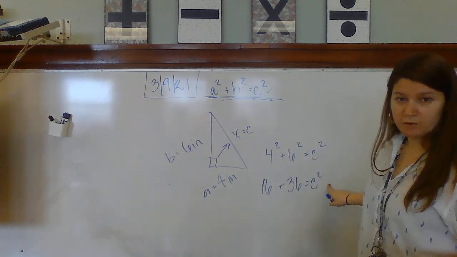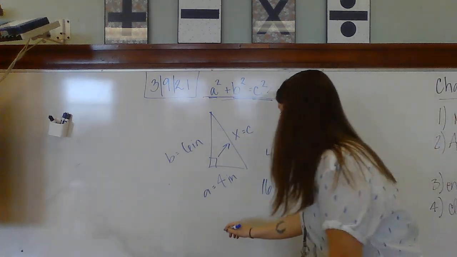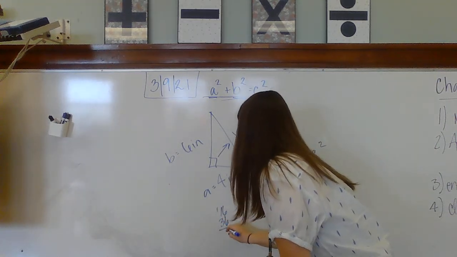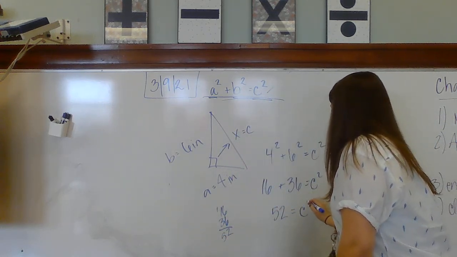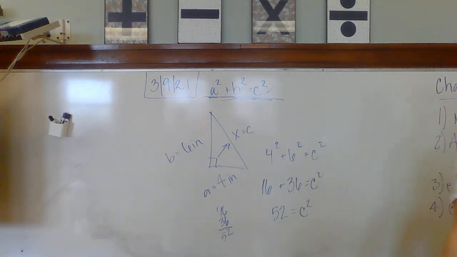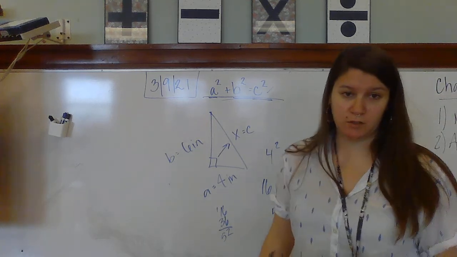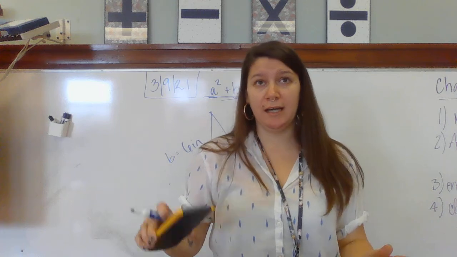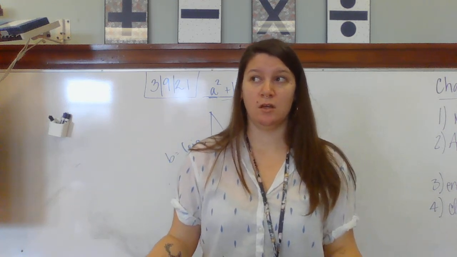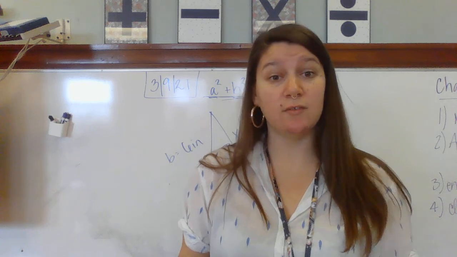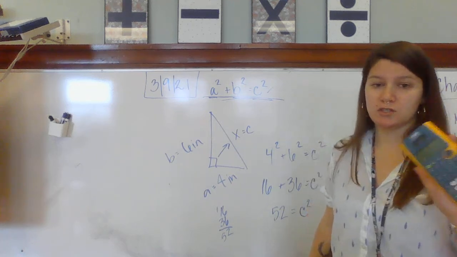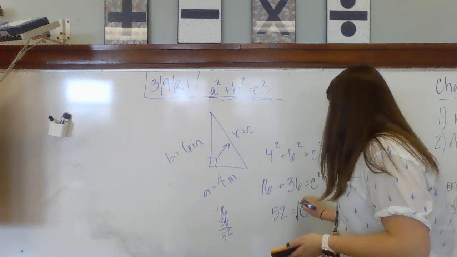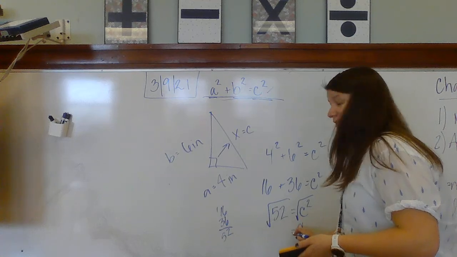Still don't know C squared, so I'm going to pull this down. Then I'm going to do 16 plus 36, which I don't have a calculator right now, so let me just do this. So that gives me 52 equals C squared. Now, this is when I am going to have you use calculators. We can estimate, and we'll work on that. I know that 52 is between 49 and 64, which means that the square root is going to be between 7 and 8. So 7 point something is going to be my square root. But before we get there, let's just use our handy dandy calculators. I know my last step is going to be to square root both sides. So that's going to leave me C.